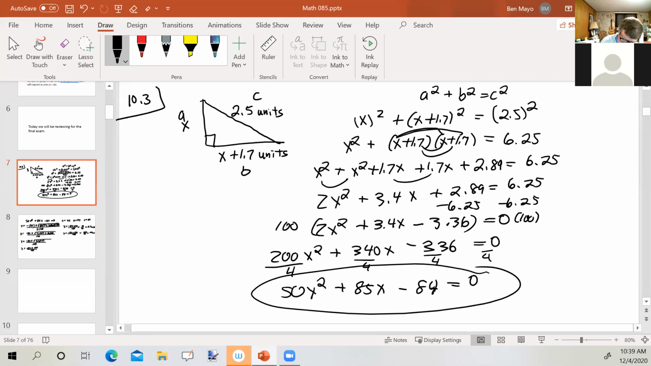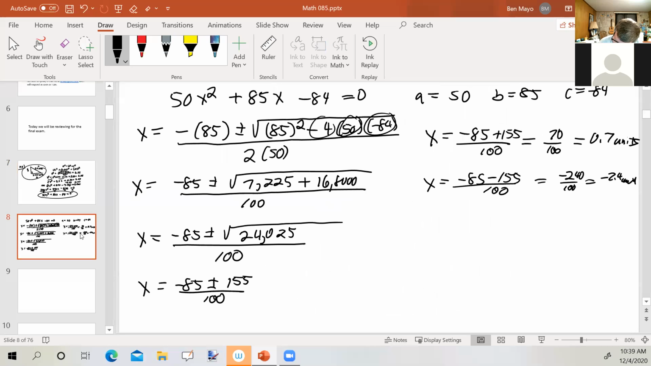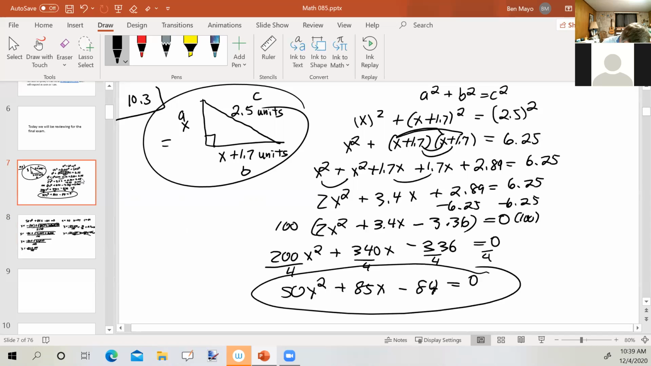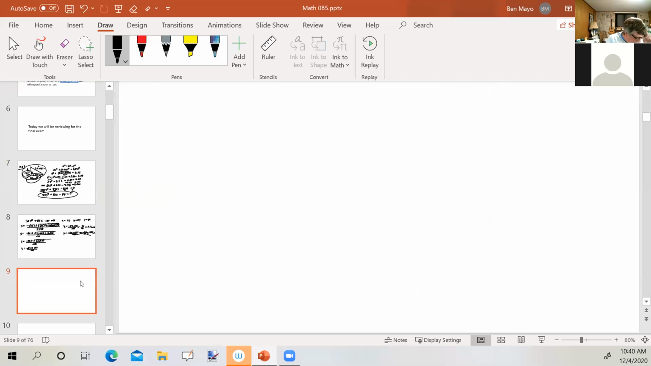But since we're dealing with distances, we can't have a negative answer. So x equals 0.7 units. X plus 1.7 would be 2.4 units. So it said, find the lengths of the legs. So 0.7 units and 2.4 units. Any questions on that particular problem? All right, we'll go on and take a look at another one.